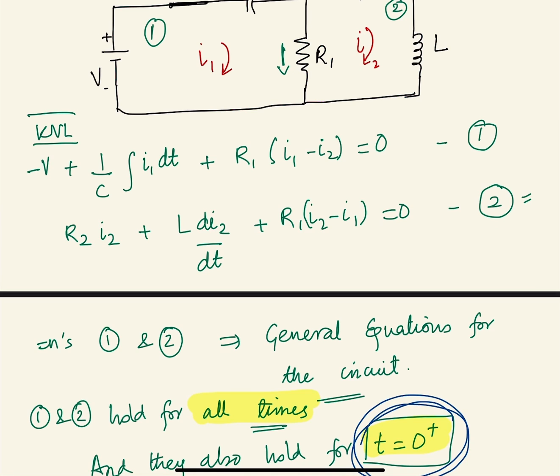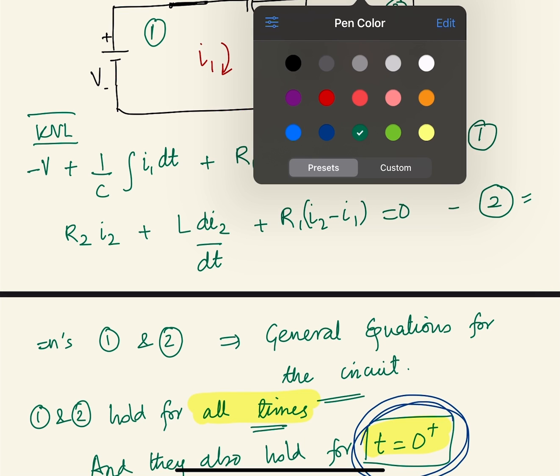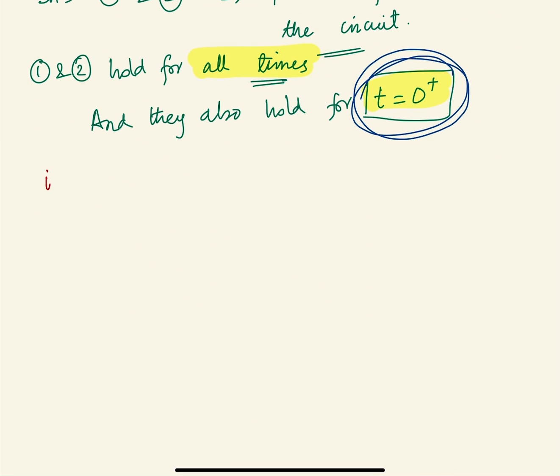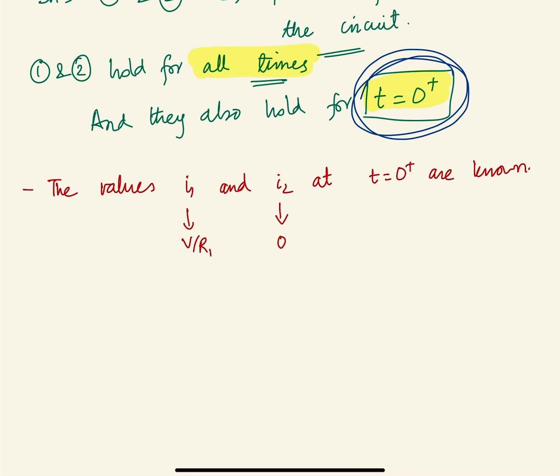So what do we mean by this? Let me write it for you. I'll write a statement here: the values I1 and I2 at t equal to 0 plus are known. So what are these values? I2 at t equal to 0 is 0 and I1 is equal to V divided by R1. So these are two known values, and these two values are known to us.